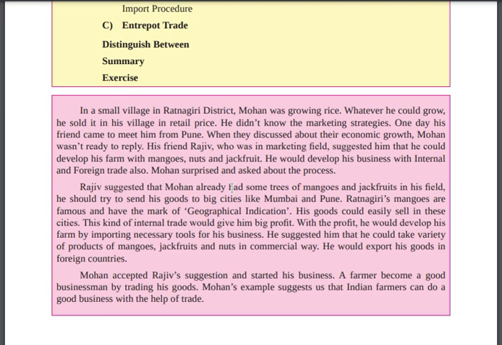Even if you are all doing a business of any kind, when you start trading internally or externally, there is a chance that you will become a good businessman and you can earn lots of profit. Clear? Let's start.